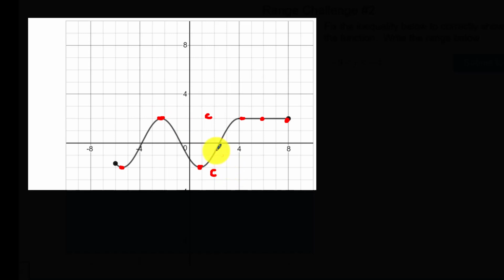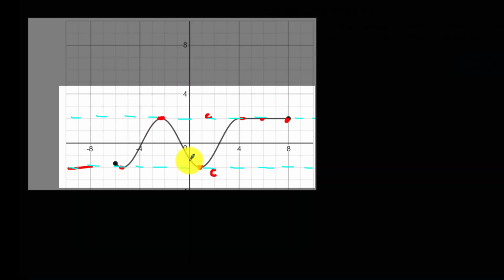So to shade our graph, starting from the minimum point, we have to start here all the way here. The portion of the y-axis from this line to this line will be our range. So from here all the way up here. Now remember, this one is a closed circle, so we should have a closed circle here, and this is also a closed circle. The maximum point is a closed circle, so we should have a closed circle here.